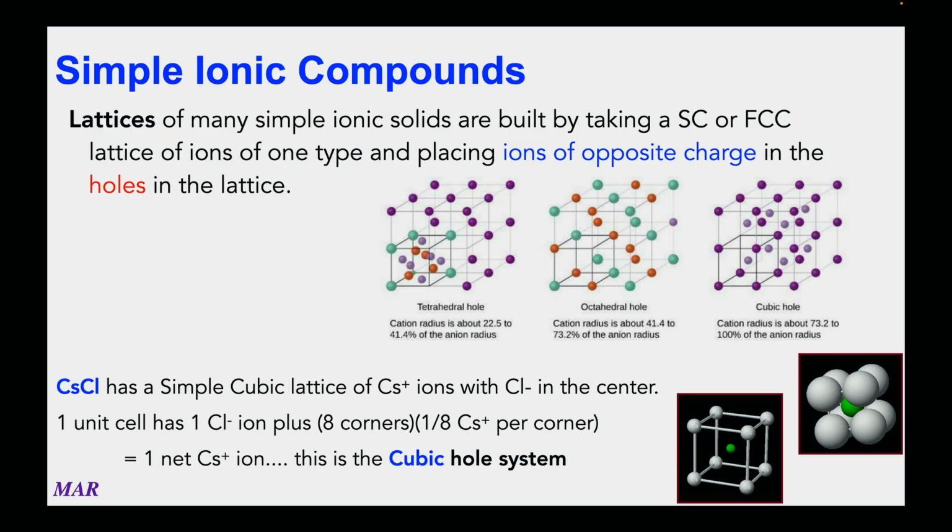Now, the atoms in the corners, the cesium atoms in the lower right-hand pictures, are only 1/8 inside the cell. Since there are 8 corners, and 8 times 1/8 is 1, that would be 1 net cesium atom. On the other hand, the chlorine is completely inside the cell, so that's 1 chloride atom, hence the cesium chloride CsCl formula, which is what we would expect based on nomenclature.